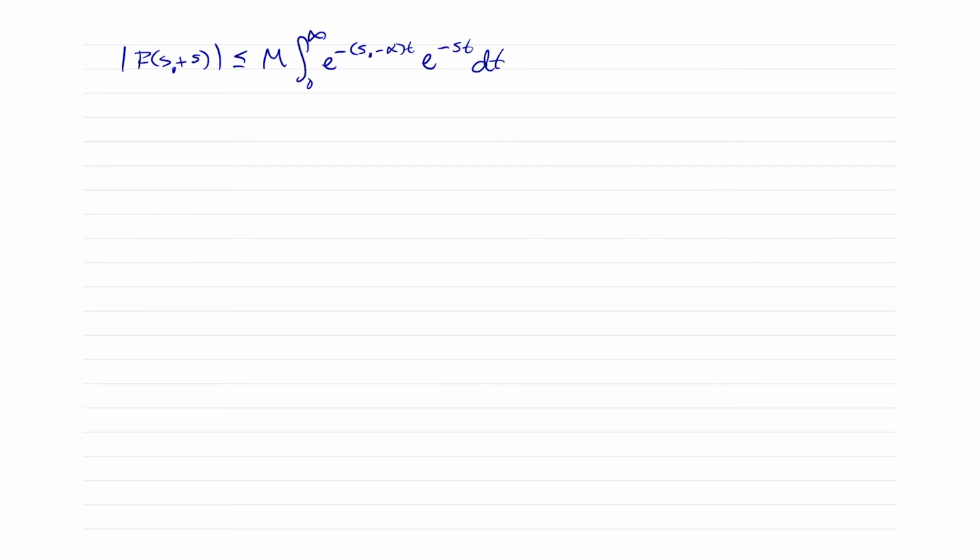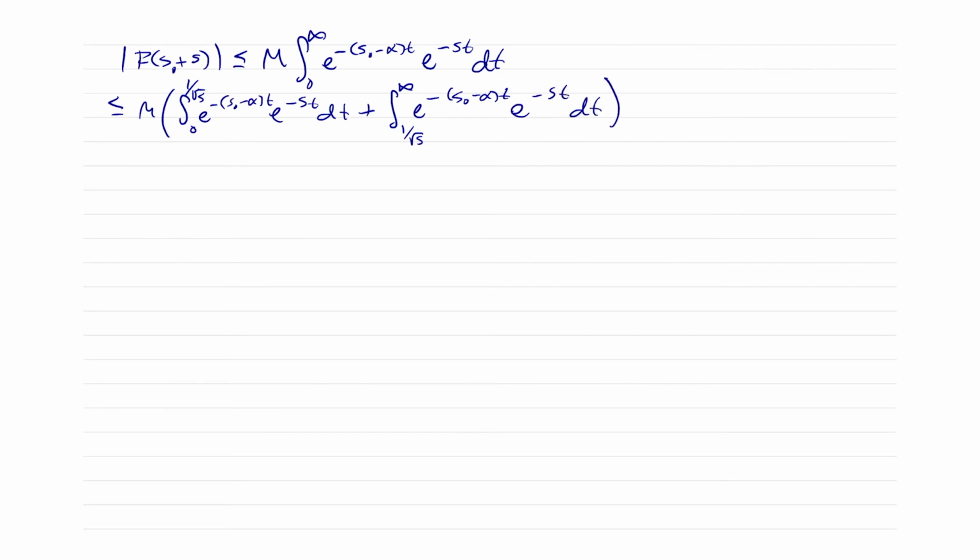Okay, so like I said, I'm splitting this into 2 pieces. So I have m times the integral from 0 to 1 over square root of s of e to the minus (s naught minus alpha) t e to the minus st dt. And then we have the other part, the integral from 1 over square root of s to infinity of e to the minus (s naught minus alpha) t times e to the minus st dt. Okay, all right. So let's see.